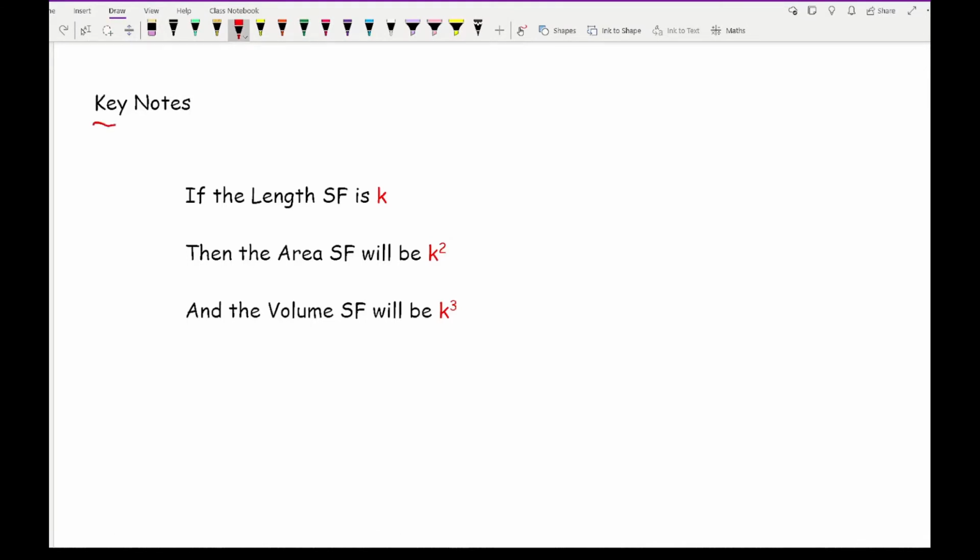Now the key notes for this is that if the length scale factor is k, then the area scale factor, which is going to be completely different, is going to be k squared. And if the length scale factor is k, then the volume scale factor is going to be k cubed. And that's definitely something that's worthy of putting in your notes.